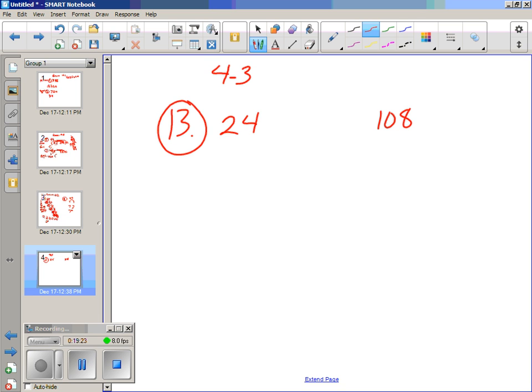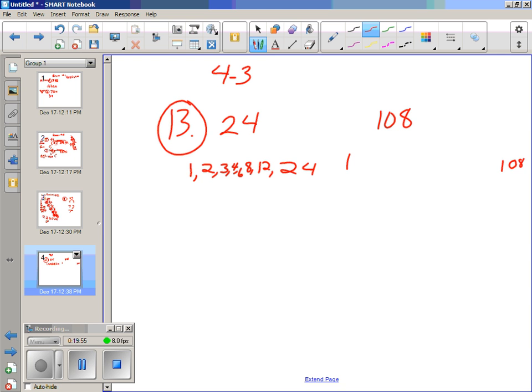One way to do it, and this is the way most kids are using, is by listing out all the factors, using factor rainbows. Okay? So let's list them for 24. 1 and 24. 2 and 12. 3 and 8. 4 and 6. Okay? Got them all. Now let's do 108.